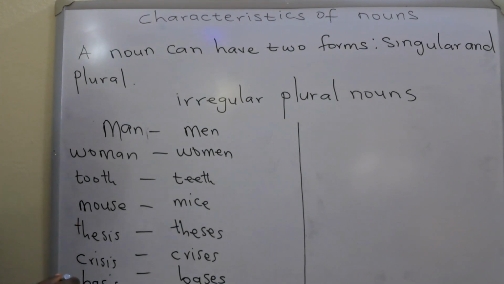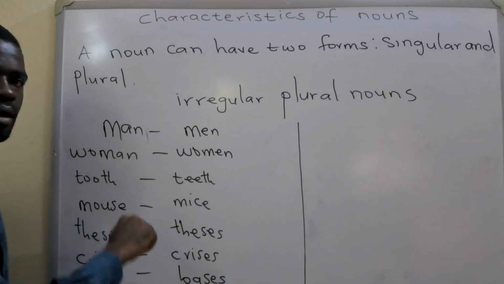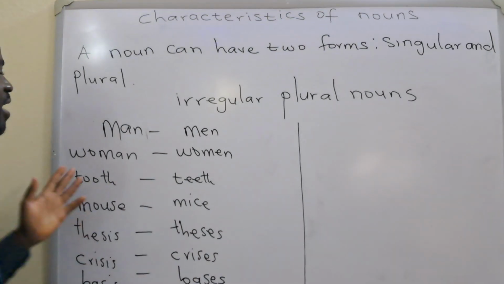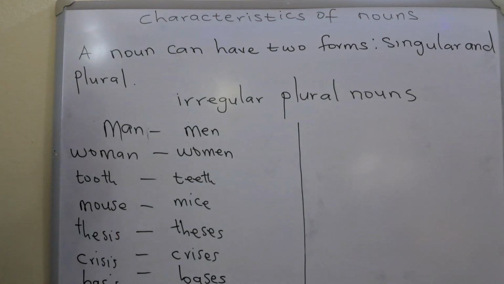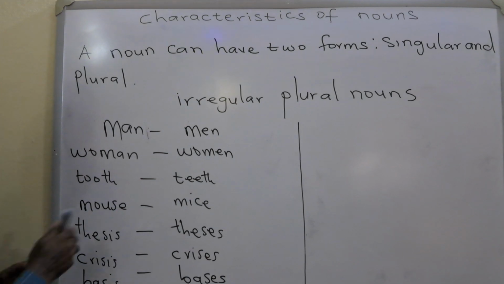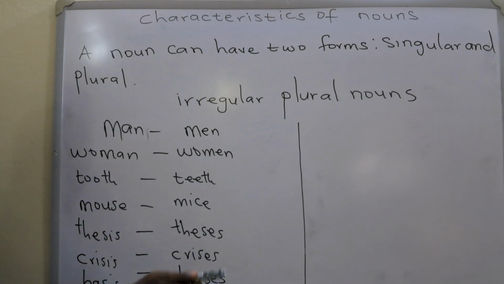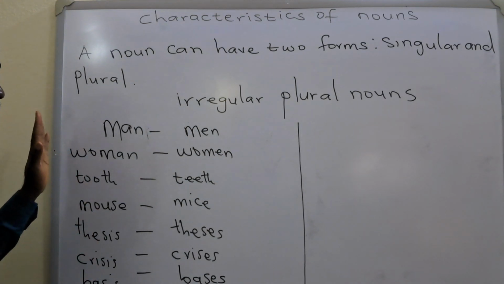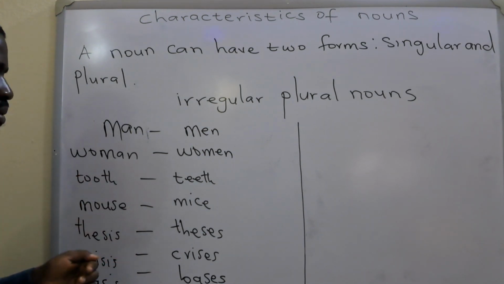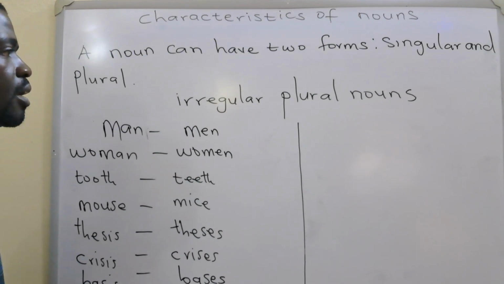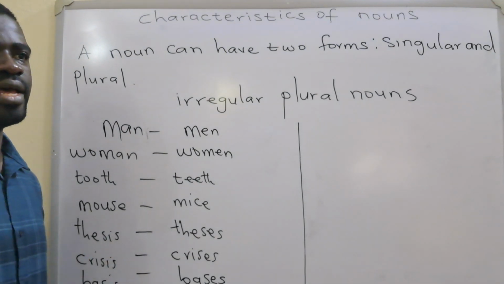So instead of having S or ES or IES at the end, there is a change within to form a plural form. So tooth becomes teeth, mouse, mice, faces, faces, crisis, crises, basis, bases, and so on and so forth. There are a couple of these irregular plural forms of nouns, and you can look some of them up, put them in the comment.